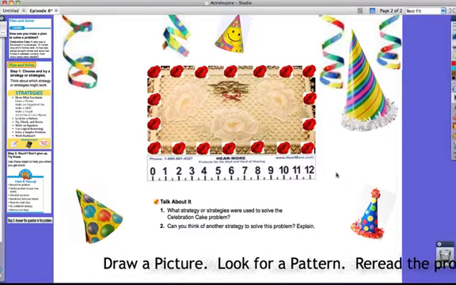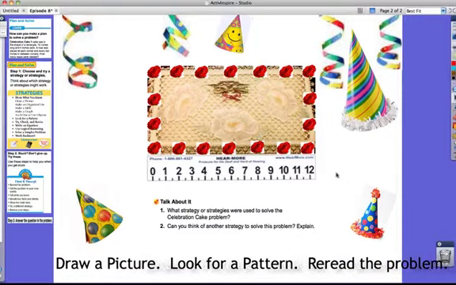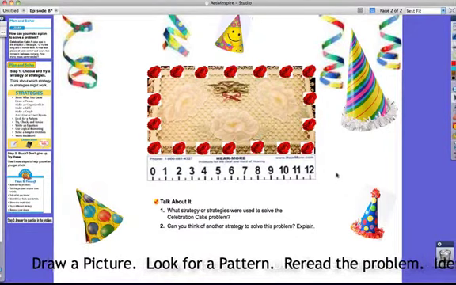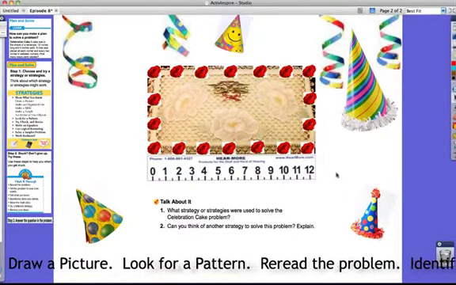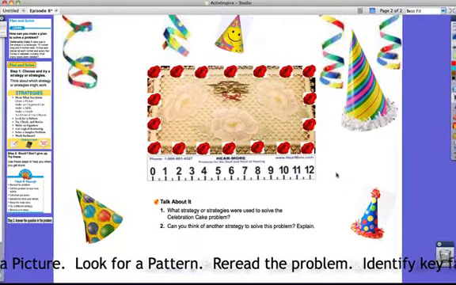Oh, well, our time is up, everybody. But what you can do is think about that question. Can you think of another strategy to solve this problem? Well, you think about it, and I'll see you next time on Math Replay.